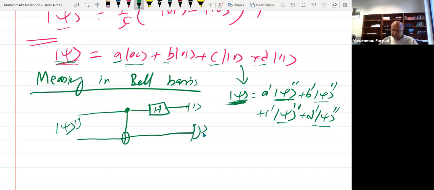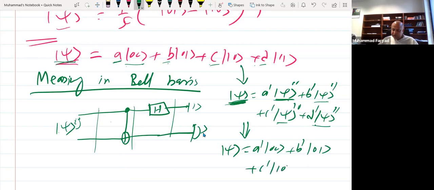So when this general state passes through this circuit, it will be transformed to a state like this: psi prime, A prime 0, 0, B prime 0, 1, C prime 1, 0, D prime 1, 1. And now we do measurement over here, and measurement is always in computational basis. So after this transformation of my state psi to some state psi prime, I have changed these Bell states to 0, 0, 0, 1, etc.